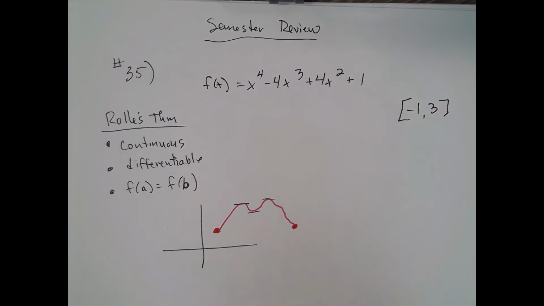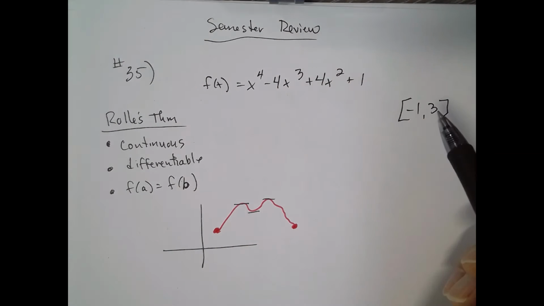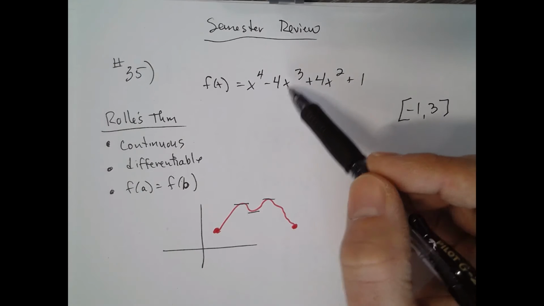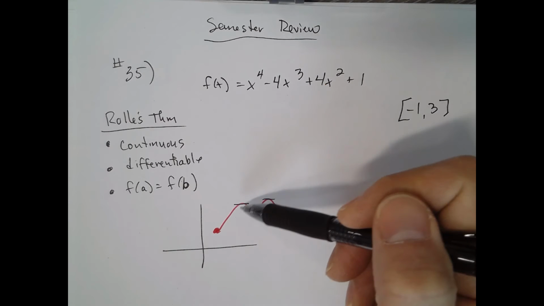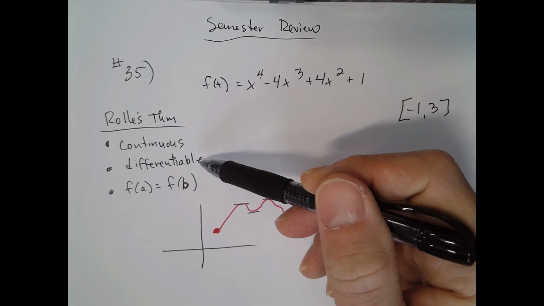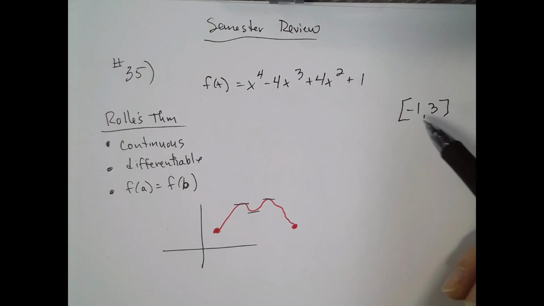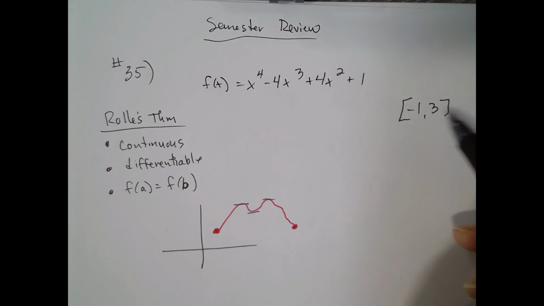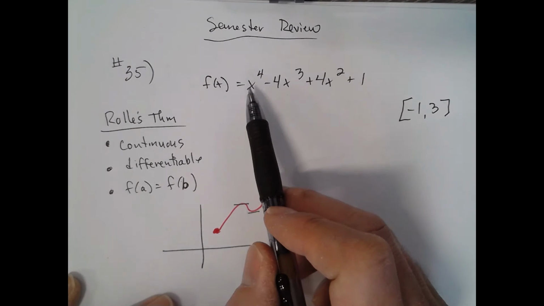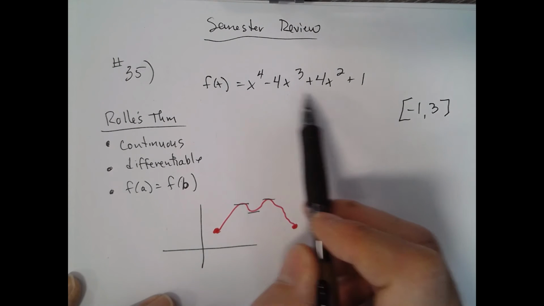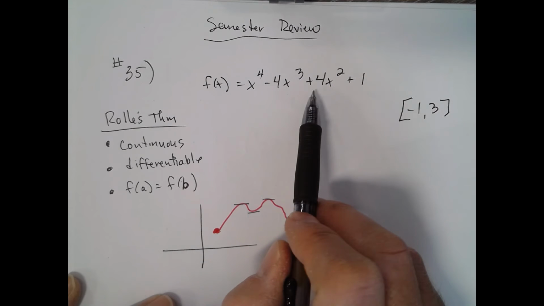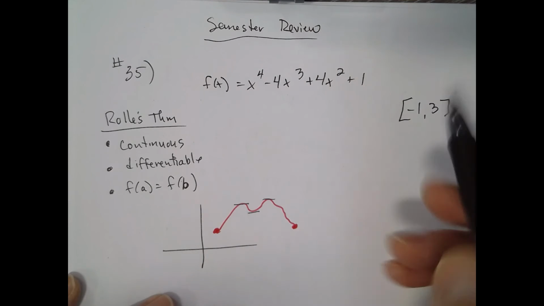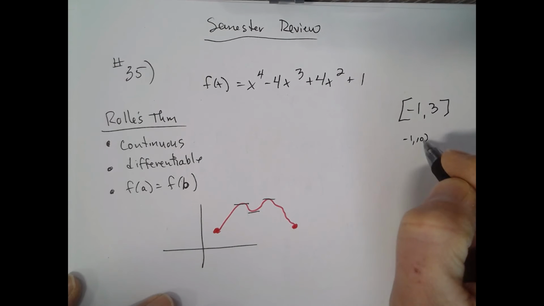Okay, so let's figure out if Rolle's theorem applies. Well, this is a polynomial. Polynomials are always going to be smooth, continuous, and differentiable. So really the only issue is, do -1 and 3 produce the same y value? And that will determine whether Rolle's theorem applies. So -1 gives you 1 plus 5, and so 5, 9, 10. So -1 comma 10 with my mental math.